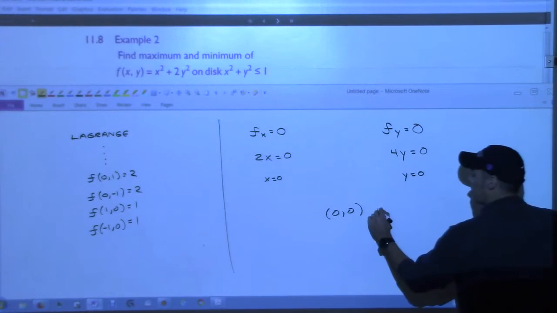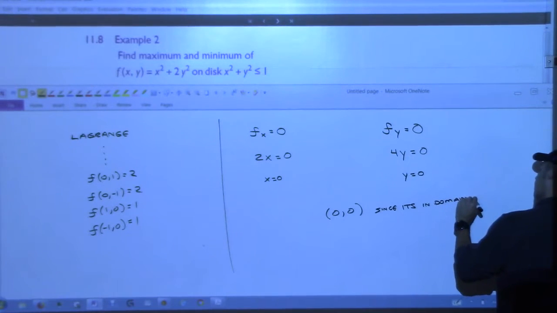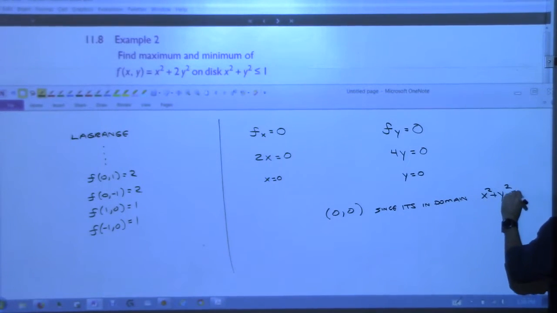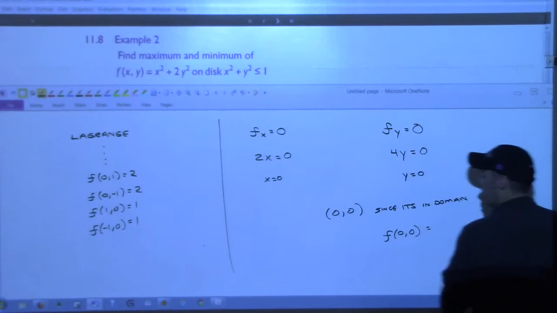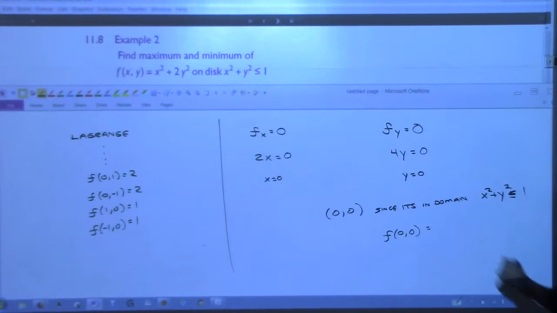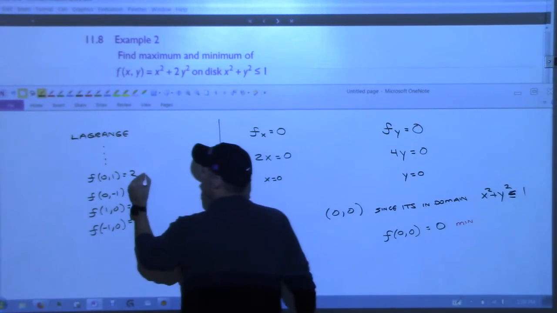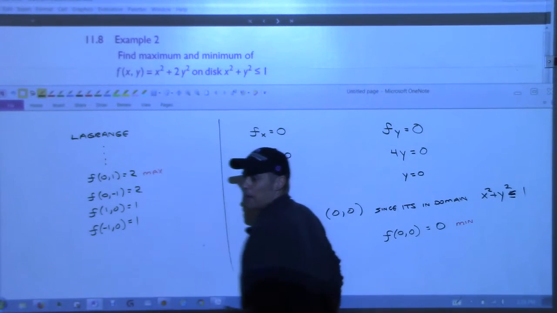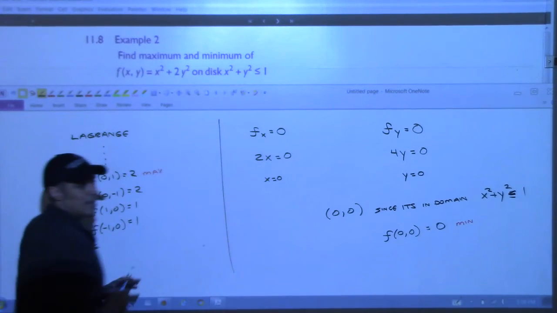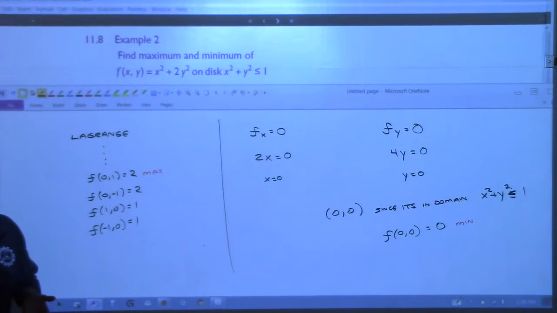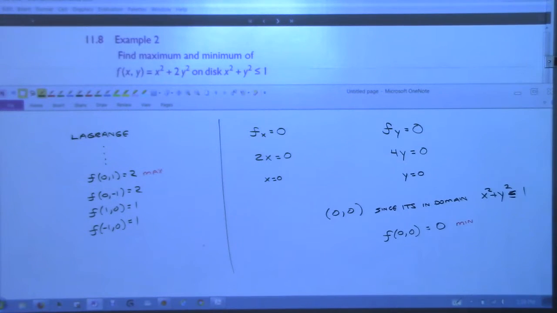So all I need to do now, since it's in domain, meaning that x squared plus y squared is less than or equal to 1, we just need to figure out what the value of the function is there. So what is f of 0, 0? 0. And so now, this is our minimum, and 2 is our max. It happens at two places, but I can tell you now that if you take this surface and you constrain it to that disk, then the biggest value you're going to get is 2, and the smallest value you're going to get is 0. So you see how it's like blending two things together here? You've got the Lagrange you have to do along with this part.